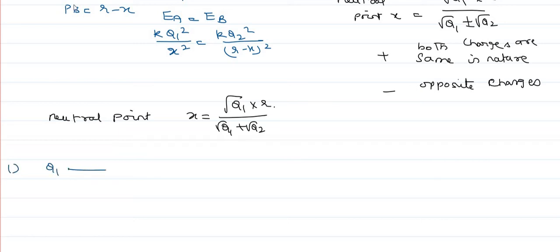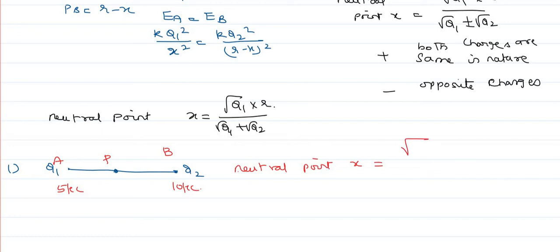Consider Q1 and Q2, both positive. Say for example, I take 5 microcoulomb and this is 10 microcoulomb. Okay, where is the neutral point? Let us take the neutral point as P. If you want to calculate the neutral point distance, X is given by square root of Q1 divided by (square root of Q1 plus square root of Q2). Why plus? It is the same nature, right? Plus.